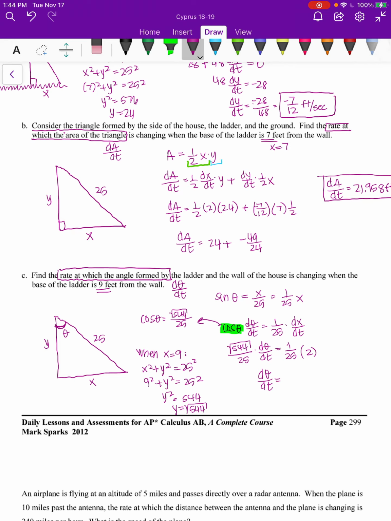So d theta dt, get rid of that square root 544 over 25 by flipping it and multiplying it on the other side. So 2 over 25 times 25 over the square root of 544. So d theta dt, those 25s are going to go away. I'm going to flip, 2 over the square root of 544. And remember, calculus is always in radians per second.